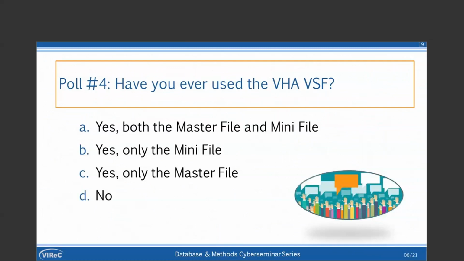All right, that poll is open and running. Our answers are coming in quite rapidly. All right. So the answers have slowed down quite a bit, so I'm going to go ahead and close down that poll. And here are the results. We have 10% said A, yes, both master file and mini file. 5% said B, yes, only the mini file. 2% said C, yes, only the master file, and 53% said no. All right, thank you.